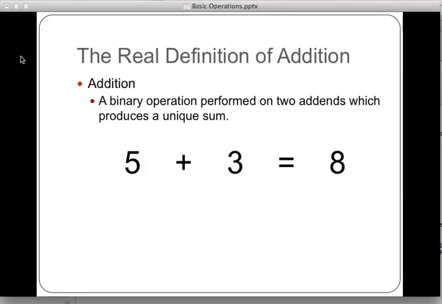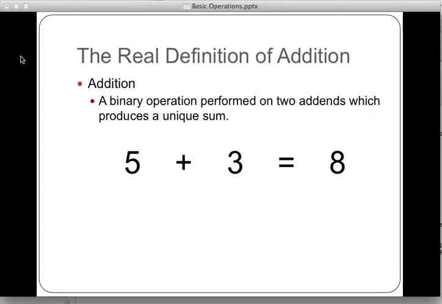So I want to talk a little bit about the actual definitions now of the four basic operations. Because we teach addition first, we'll just start with the definition of it first. And there's a reason we start teaching addition first. It's probably the simplest one to understand and the simplest one to show. The actual nerd definition is listed there.